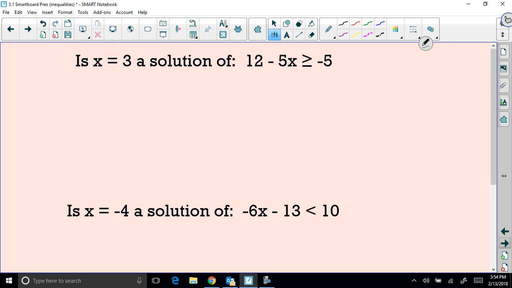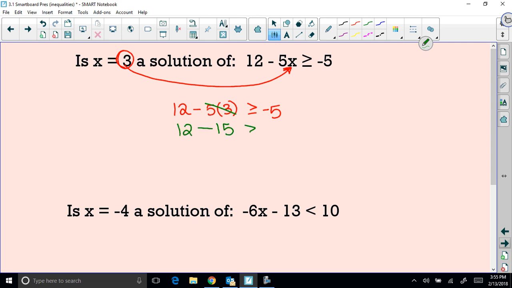So you guys on your notes, it says, is x equals 3 a solution of this inequality? And so what you're going to do is you're going to take this number for x and plug it in to x. So we're going to write 12 minus 5, and then instead of x, I'm plugging in 3 in parentheses. And to read that symbol, I would say greater than or equal to -5. And then we're just going to do that and simplify. Okay? So if I multiplied here, that's a 15.